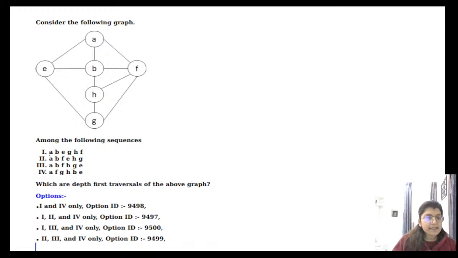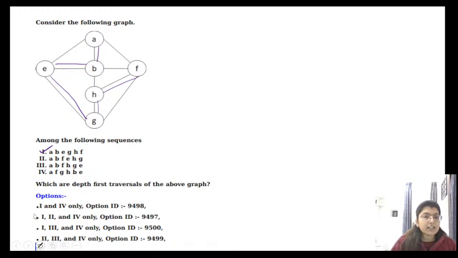So first sequence is A, B, E, G, H, F. ठीक है? So A से we went to B, then B से we went to E. We can go because E is a child of B. So A से B, B से E, E से we reached G, correct. G से we reached H and H से we reached F. So first one is correct.